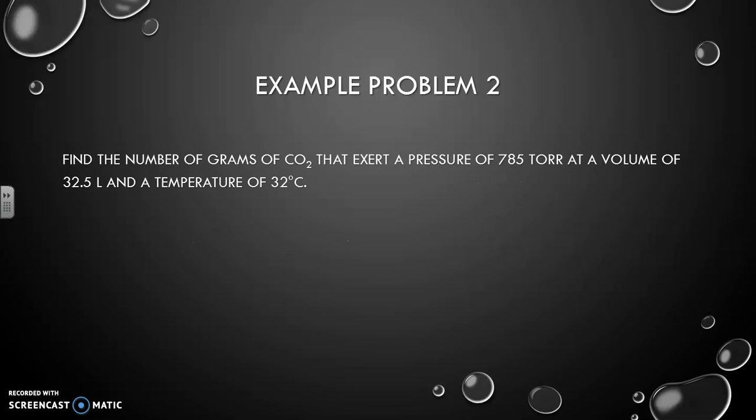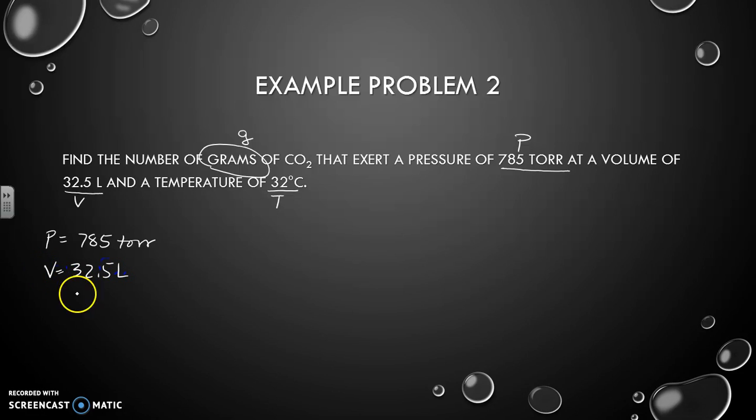Sure it is. All right, question number 2 says, find the number of grams of CO2 that exert a pressure, so we're looking for grams, that exert a pressure of 785 torr, and it has a volume of 32.5 liters at a temperature of 32 degrees Celsius. So pressure is equal to 785 torr, our volume is 32.5 liters, and our temperature is equal to 32 degrees Celsius. Let's go ahead and change that into Kelvin. 32 plus 273 gives us 305.